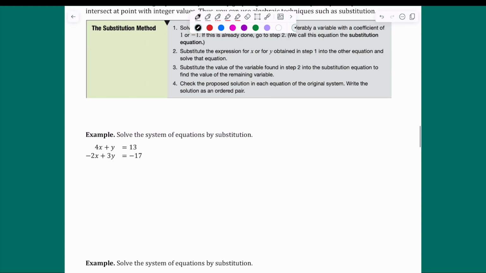And then, of course, it's always a good idea to check your answers. Let's go ahead and see how this is done. So over here we're solving the system of equations 4x plus y equals 13, and negative 2x plus 3y equals negative 17. Okay, so what I'm going to do here is solve equation 1 for y. And then we see that we get y equals 13 minus 4x.